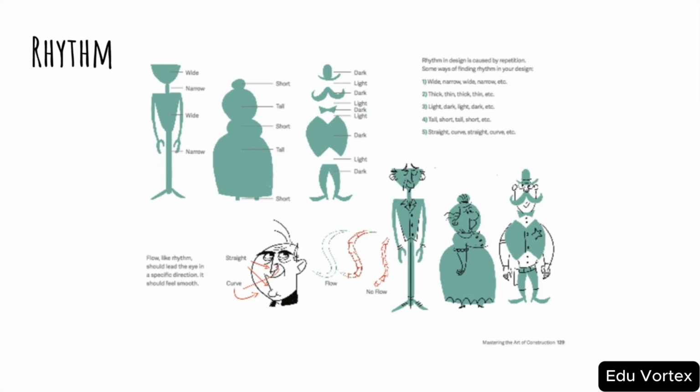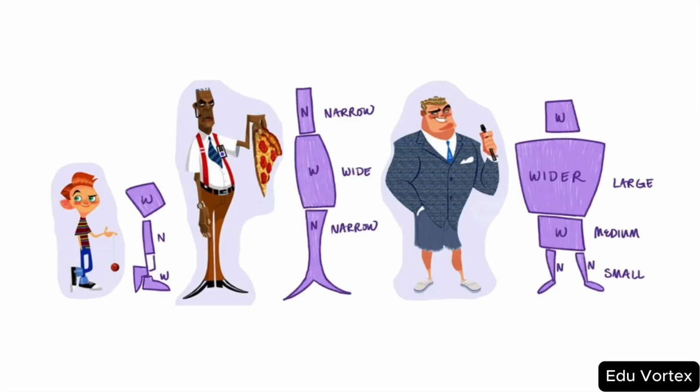And I have this up here because these are really nice, clear examples of what I'm talking about. The figure on the left is an example of contrasting wide, narrow, and then the figure in the middle, short, tall, and on the right, dark, light, and you get the idea. Here's more of Silver's work that really exemplifies this, with the wide, narrow, small, medium, large contrasting shapes.